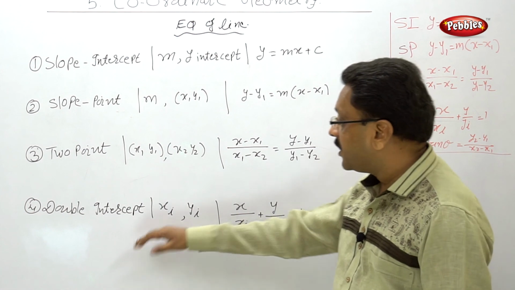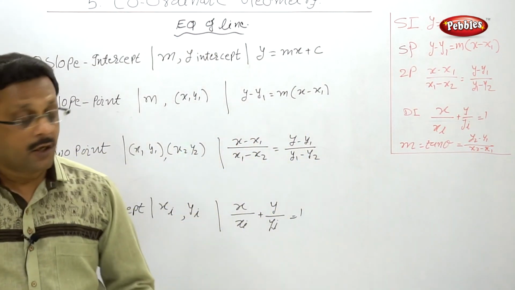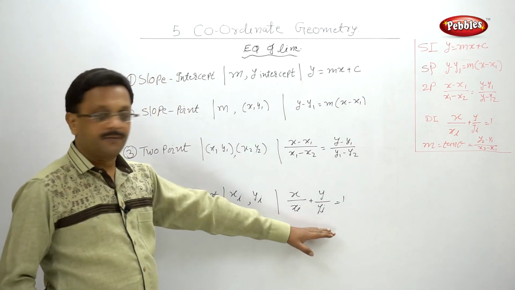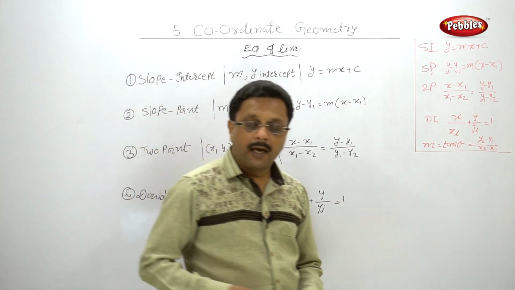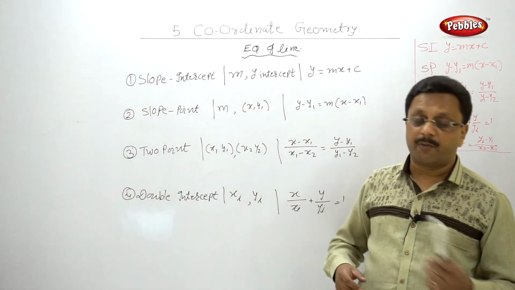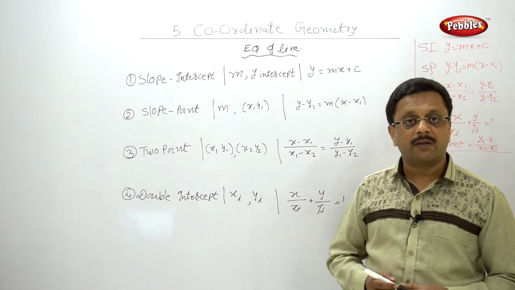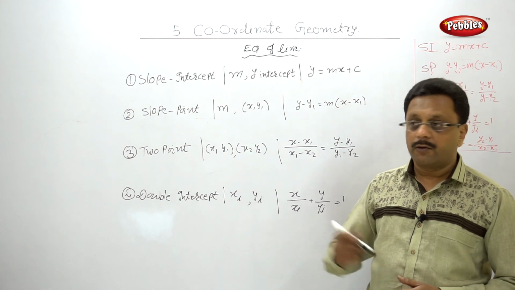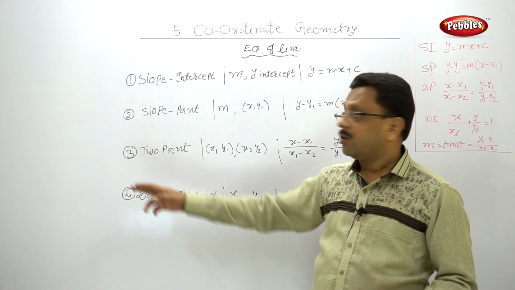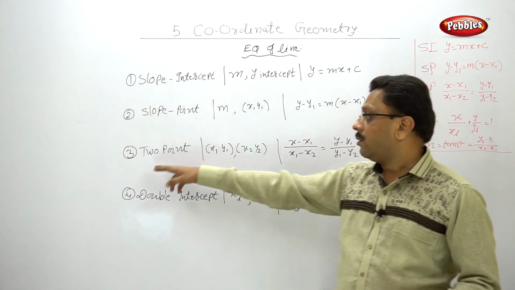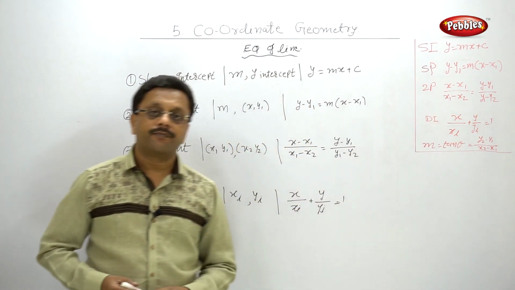But when y-intercept and x-intercept are given, and no other information is given, in that case you have to use this formula. So let us solve a few examples and then we'll go to 5.2, 5.3 and so on. Some variation problems we'll see and then we'll go on. Now here onwards I will only tell you to use SI form or SP form, 2P form, like I've written here, or DI form.